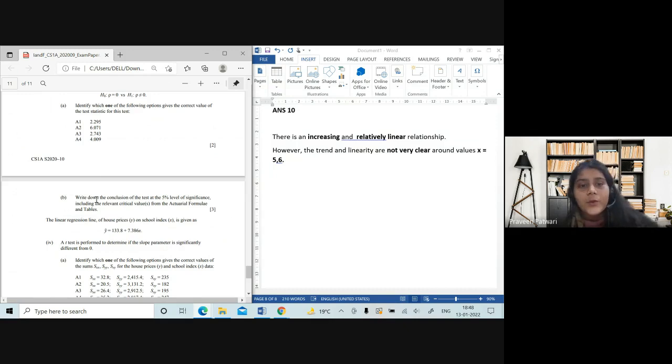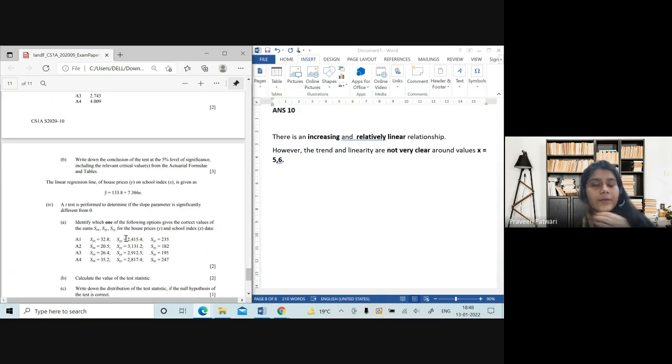Okay. So, number B, of course, very important to give the referencing and make sure whether you are accepting the hypothesis or rejecting the hypothesis, highlight it so that it's amply clear what your final verdict is, okay? So make sure you do that.